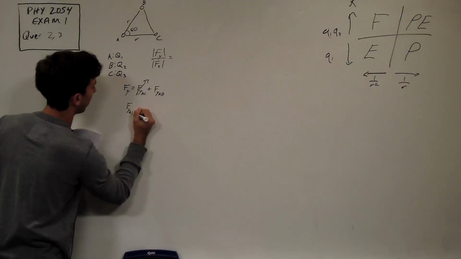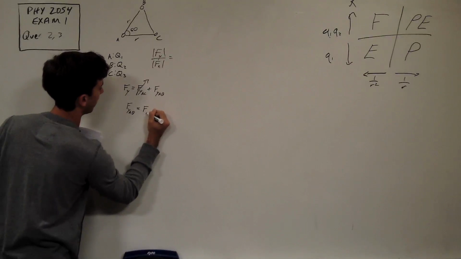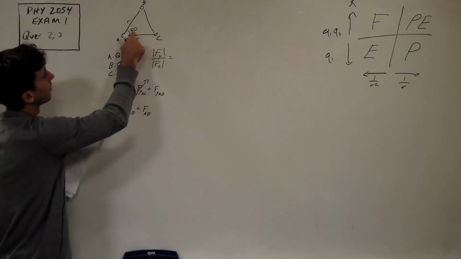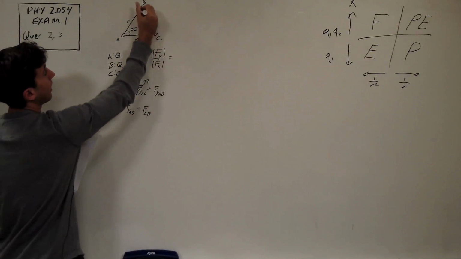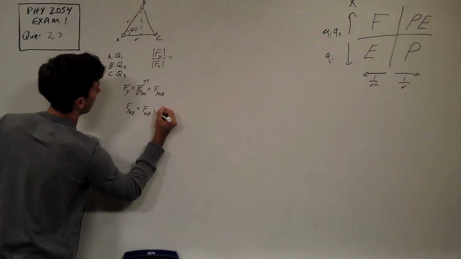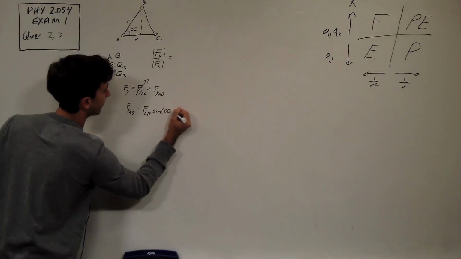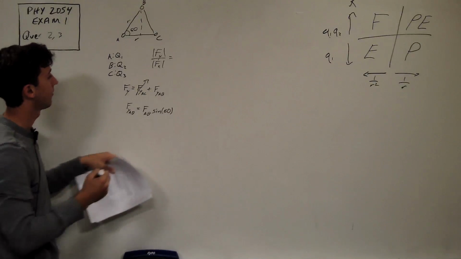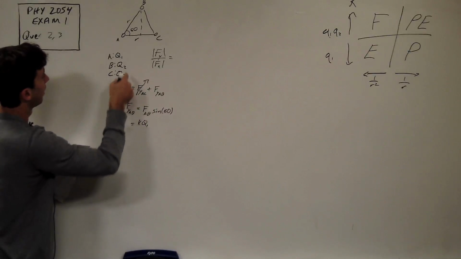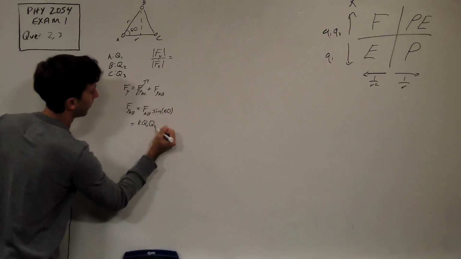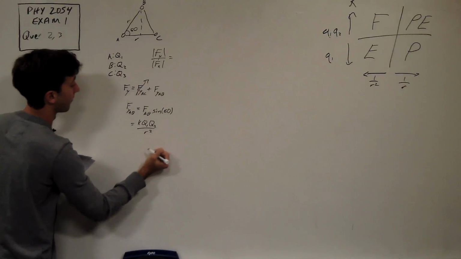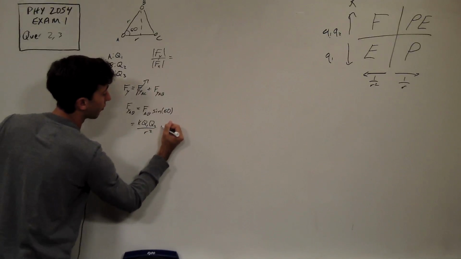Now, the force in the y direction between A and B is equal to the total magnitude between the two times the sine of the angle, 60 degrees, that it makes with the x-axis there. So the force between A and B is equal to K times Q1 times Q2, since those are the charges of A and B, divided by the distance, r squared, times sine of 60, which is √3/2.